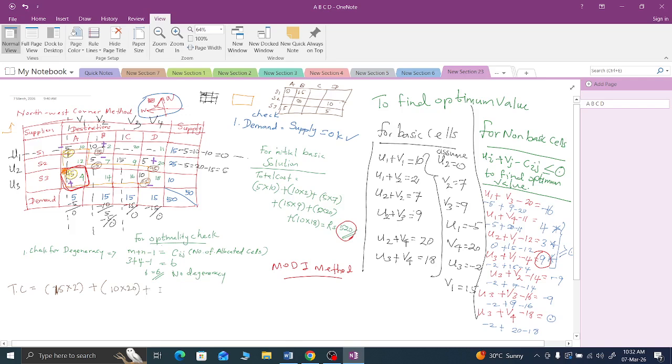S3A is 5 multiplied by 4, plus S3D, 5 multiplied by 18. Now we end up with 30 plus 200 plus 20 plus 90. So altogether 340 rupees, right? Give me a time.